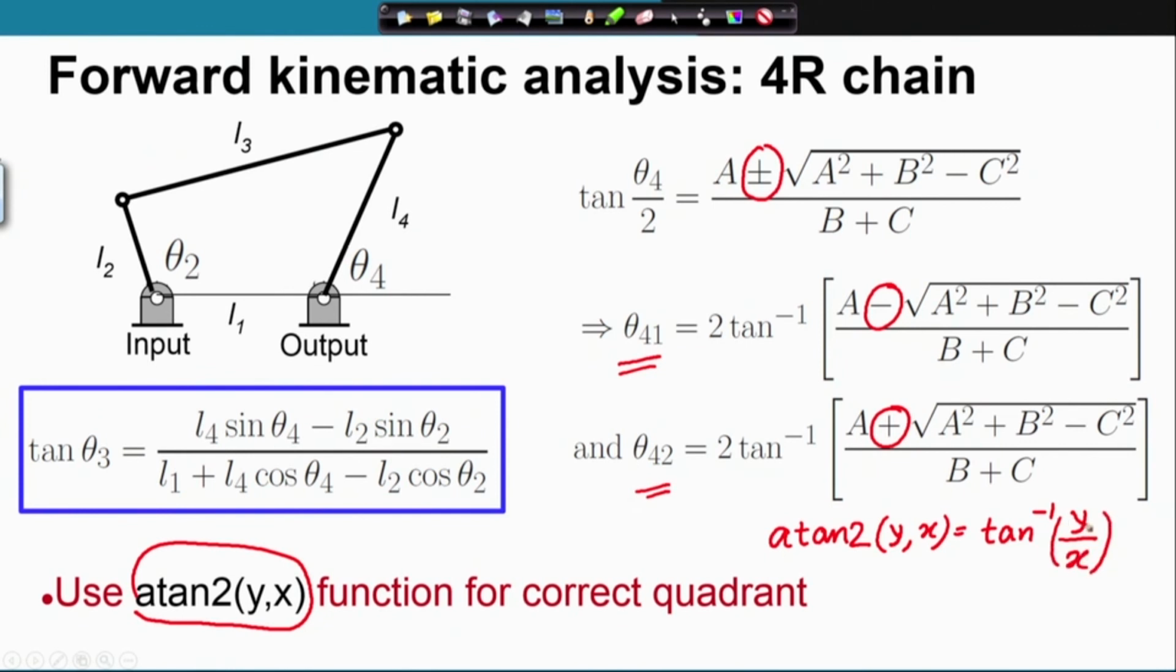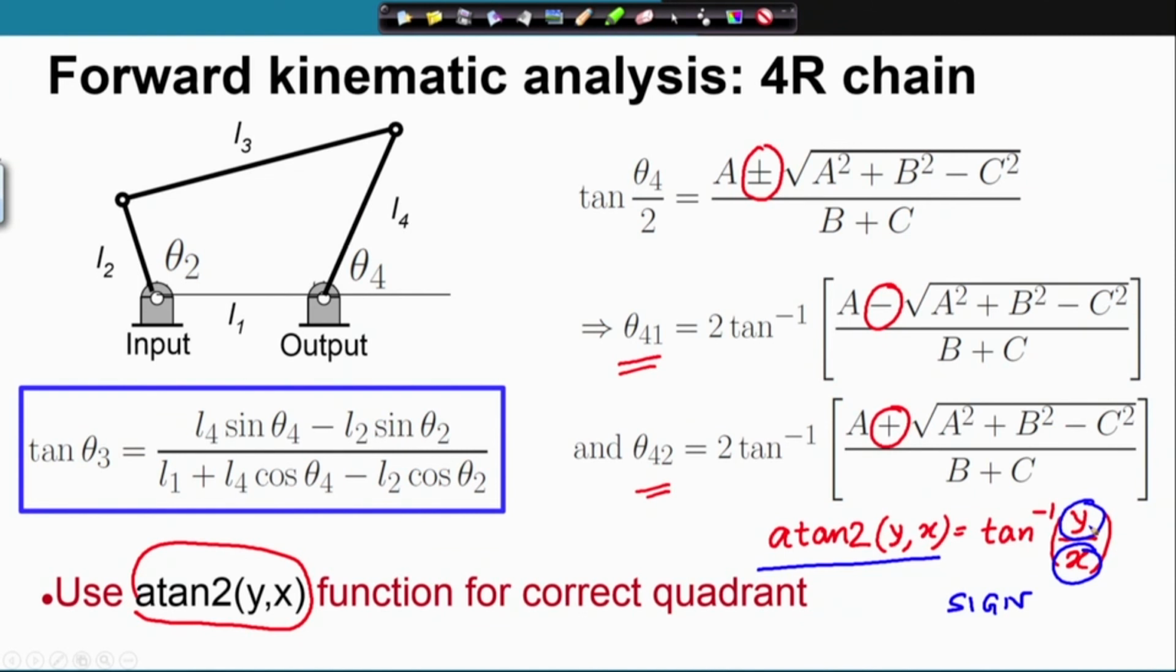What it does extra is that it looks at the sign of the numerator and the denominator and thereby decides the quadrant. So, this is very powerful. It will tell you the correct quadrant of the angle. As you know, in the first quadrant everything is positive. In the second quadrant sine is positive, which means that if the numerator is positive and the denominator is negative, then it must be in the second quadrant.